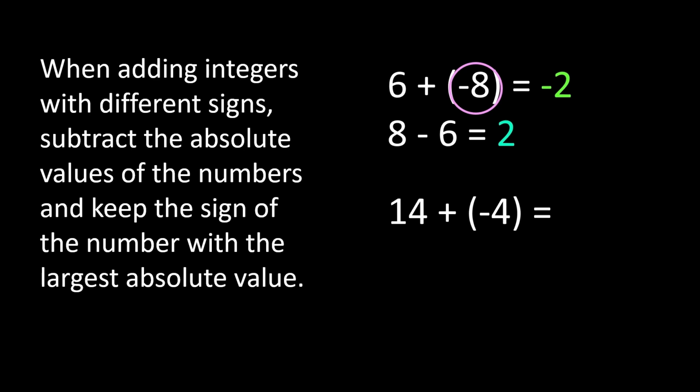14 plus -4 will work the same way, as it's also adding integers with different signs. The absolute value of 14 is 14, and the absolute value of -4 is 4. The absolute value of 14 is larger, so you'll do 14 minus 4. 14 minus 4 equals 10. 14 had the larger absolute value and it is positive. 14 plus -4 equals 10.